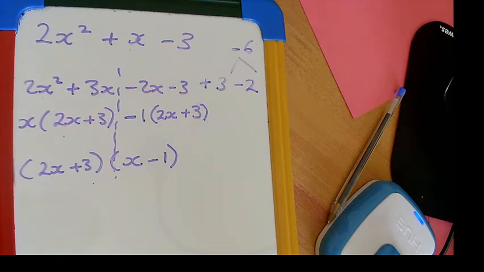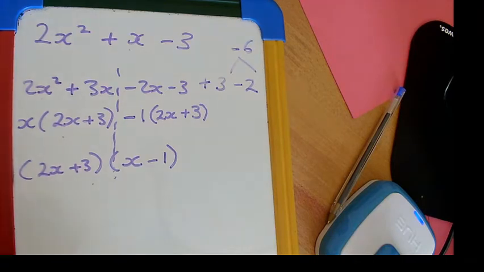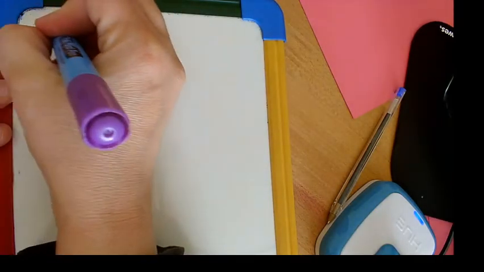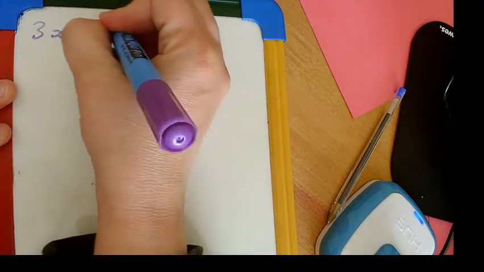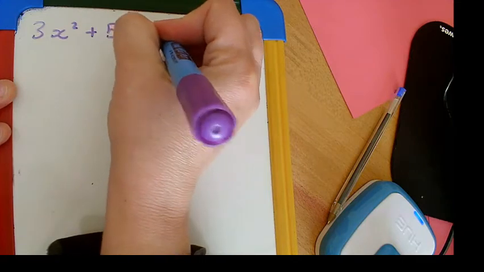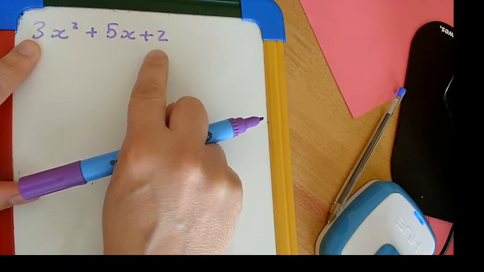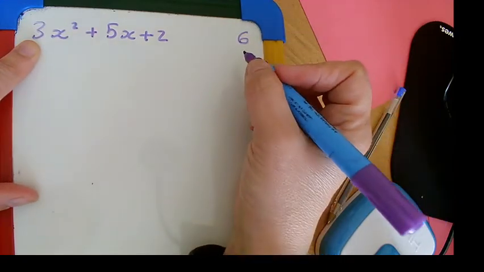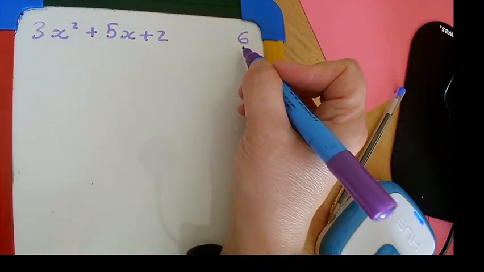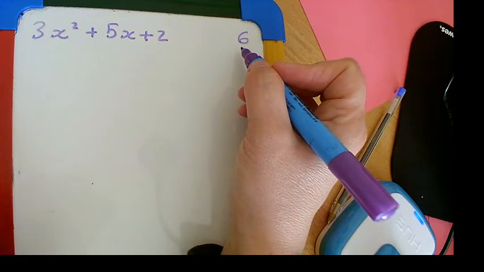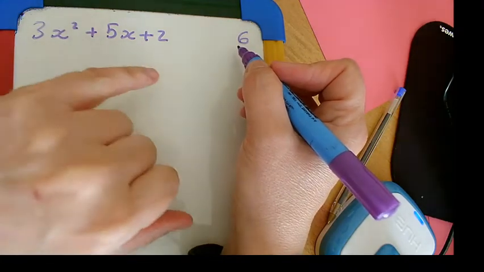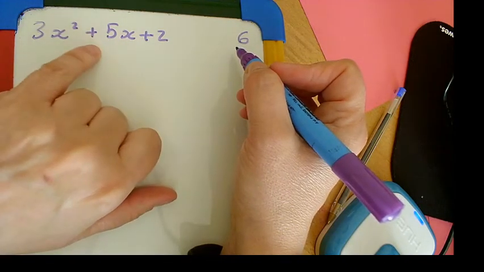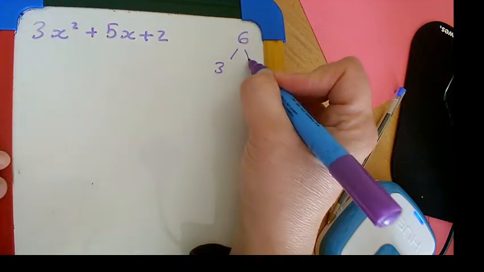I will do another one for you, but remember you can rewind and watch the videos again. Right, let's try another one. So let's have a 3 this time. 3x squared plus 5x plus 2, times these two together gives me 6. 6 comes up quite a bit, you'll find out. Well, what's going to give me a plus 6? Either 3 and 2 or 6 and 1. I am adding to get 5, so I need a 3 and a 2.